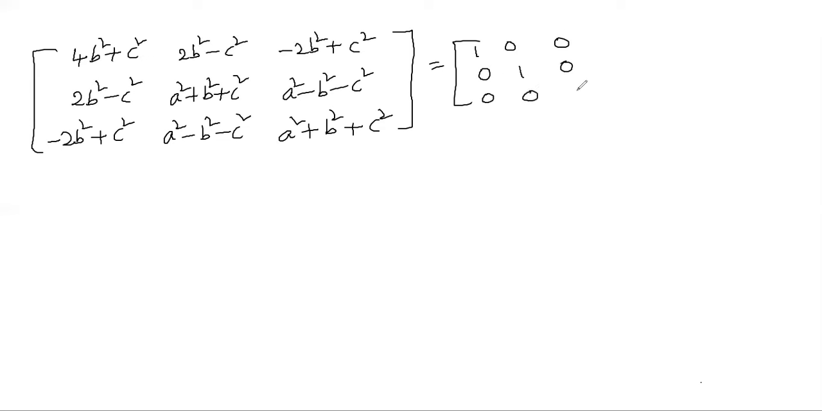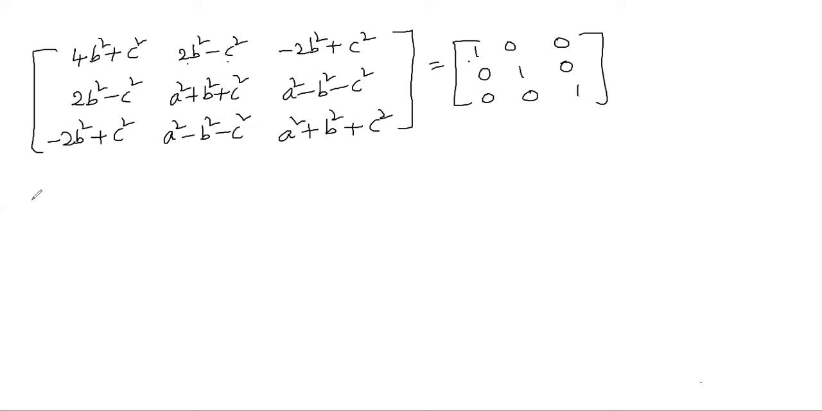100, 010, 001. Okay, so now when two matrices are equal, corresponding elements are equal. In the first element, 4b square plus c square is equal to 1. Second element, 2b square minus c square is equal to 0. So when two matrices are equal, their corresponding elements are also equal. You have to make them equal, you will get some equations, and solving that, we will get the ABC values.